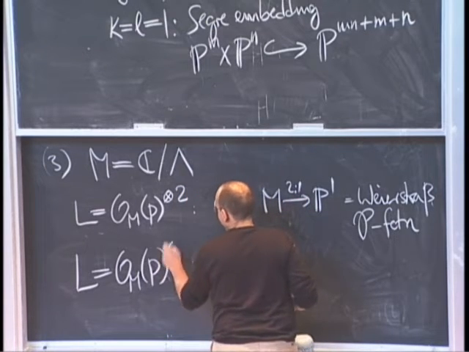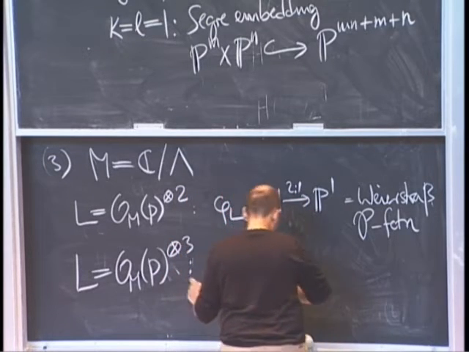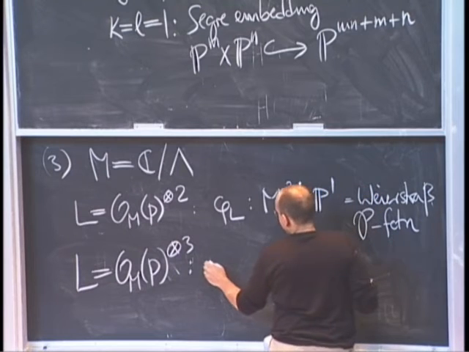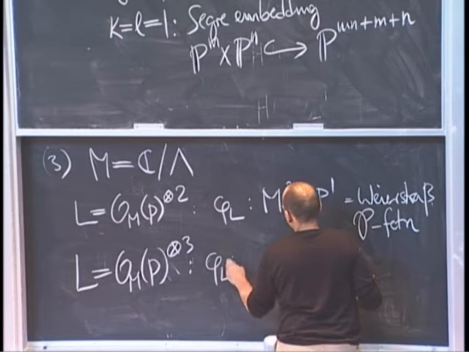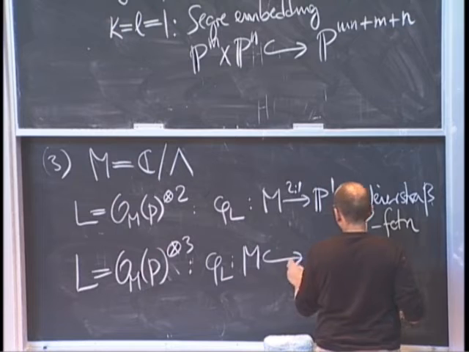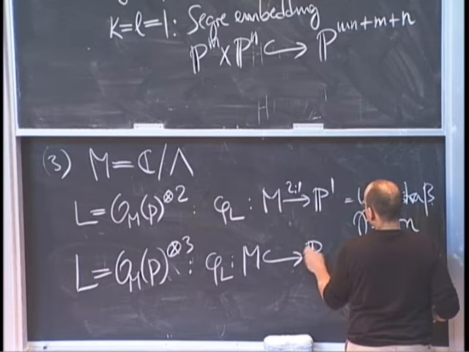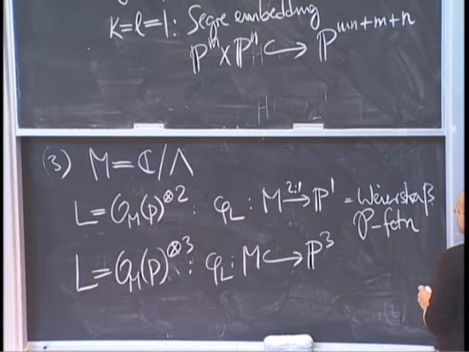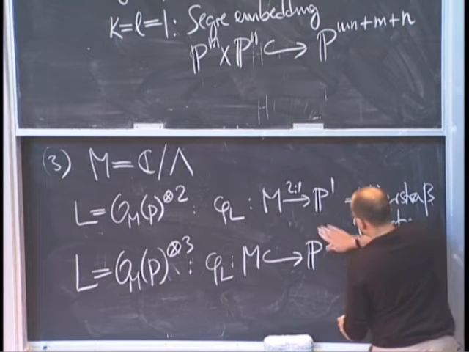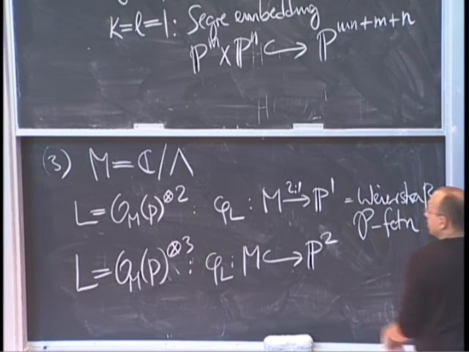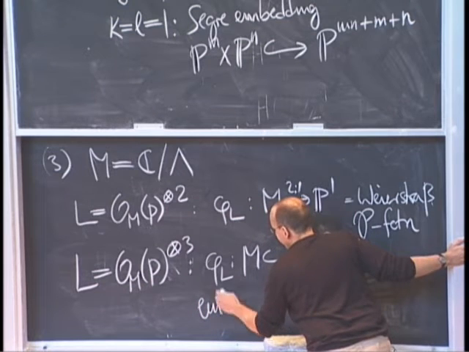So if you take one more power, then you get an embedding into P3. Sorry, P2. That's an embedding onto a cubic curve.